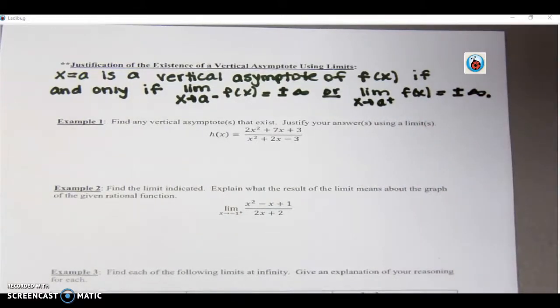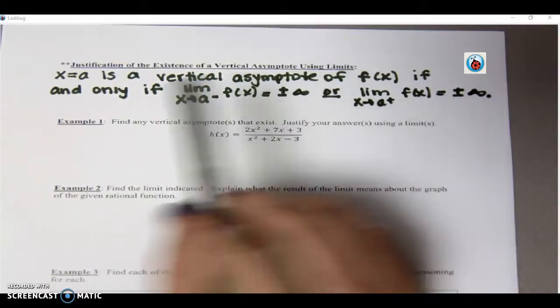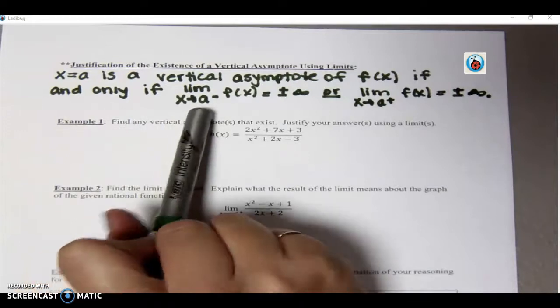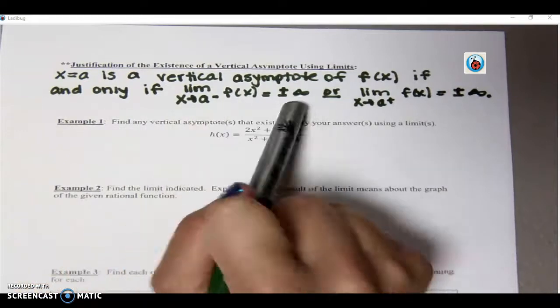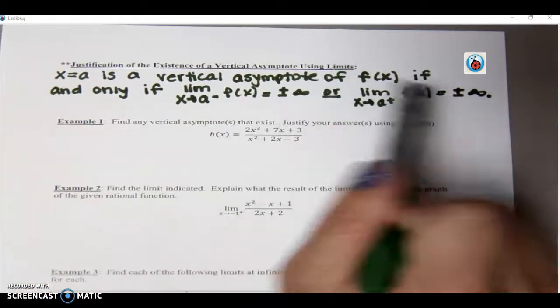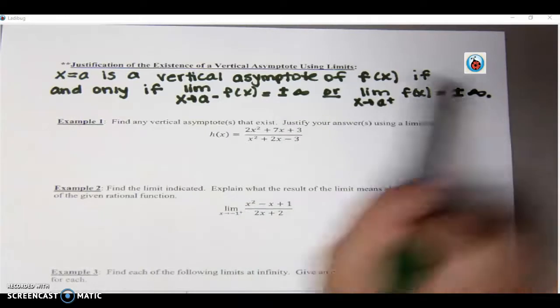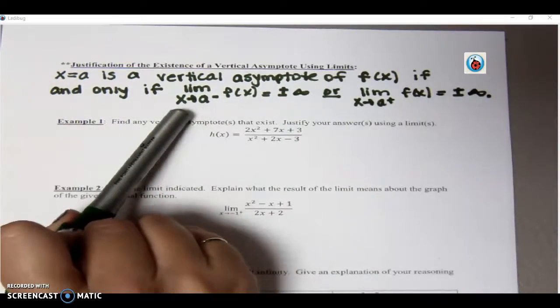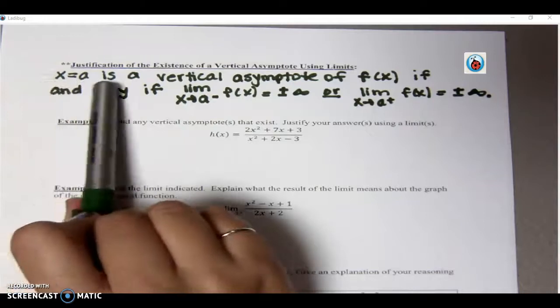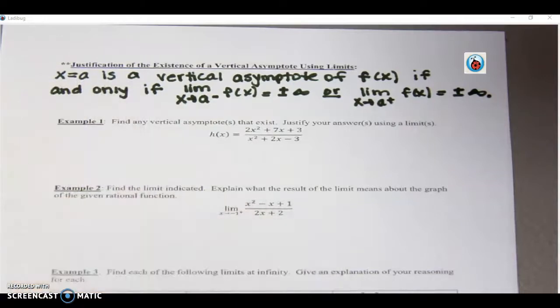So this is not anything new. We've already looked at this a couple of times. We looked at it in tables, we looked at it in graphs, but it's just saying if you can prove that either the left side of the limit gives you positive or negative infinity, or the right side of the limit gives you positive or negative infinity, that means that x equals a, which is your a value, has to be a vertical asymptote. Because the only way for it to be approaching either positive or negative infinity is if that a would have been a vertical asymptote.